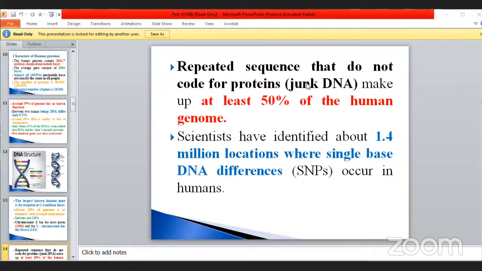Okay. Next, the scientists have identified 1.4 million bases located in the single base. This is very, very important. Okay. So this is 50. Sorry, extremely sorry. The 50% is called what? Junk DNA, otherwise called non-coding protein molecules. The 1.4 million base pairs are what? Single nucleotide base pairs. Okay. So this is very, very important, my dear.